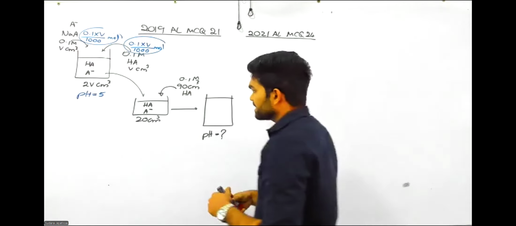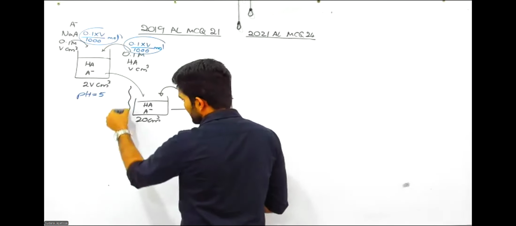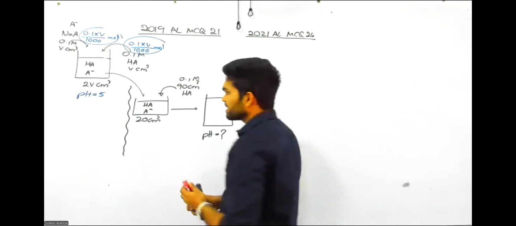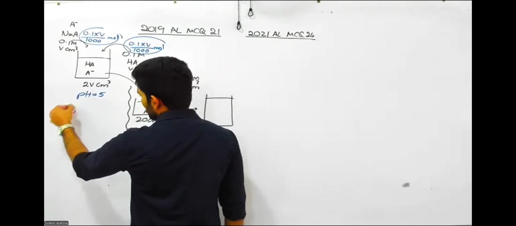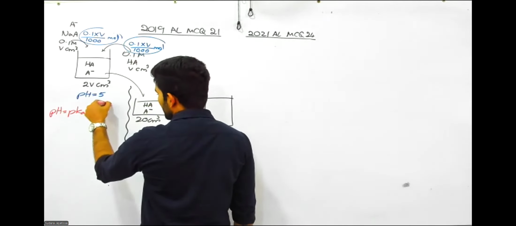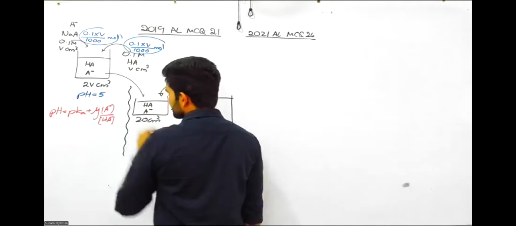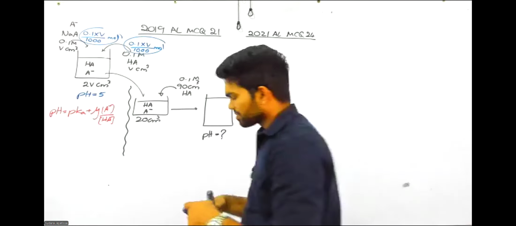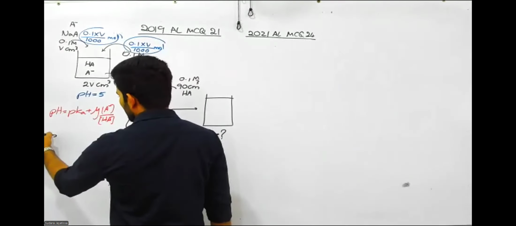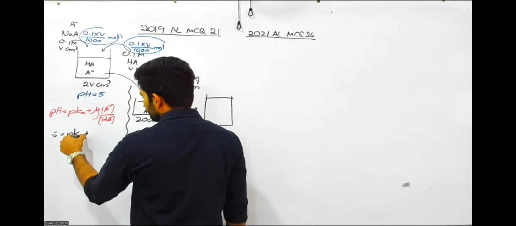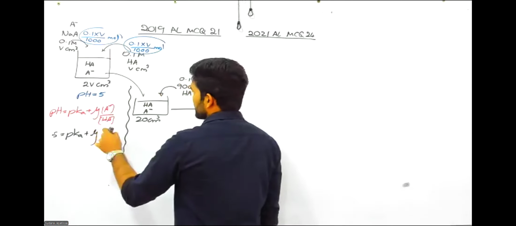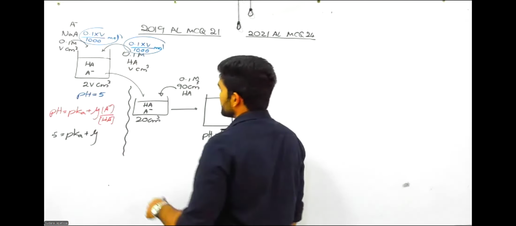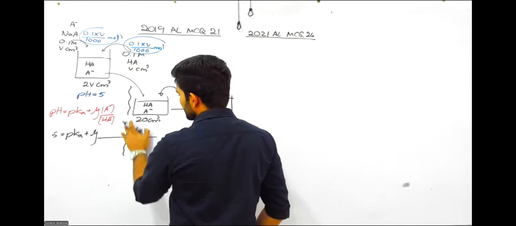Now, let's discuss the pH part regarding that solution. For buffers, we have the Henderson equation. What is the Henderson equation? pH equals pKa plus log of A minus concentration over HA concentration. Now if you apply this equation to the original buffer, what is going to happen? 5 equals pKa, we don't know the pKa value, plus log of the concentration of A minus over HA.